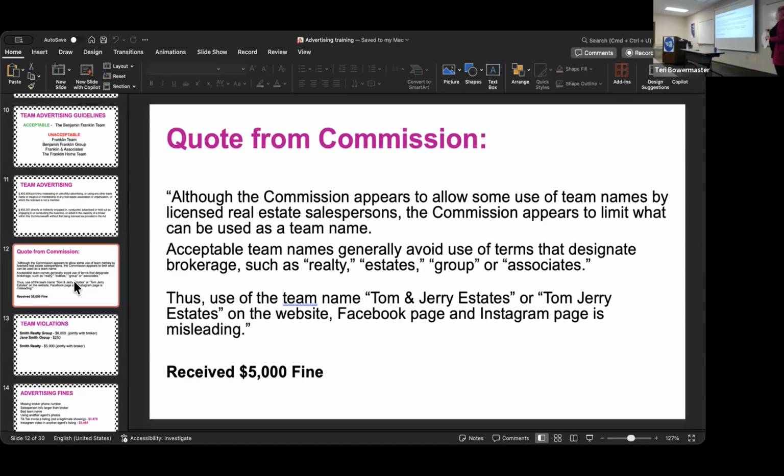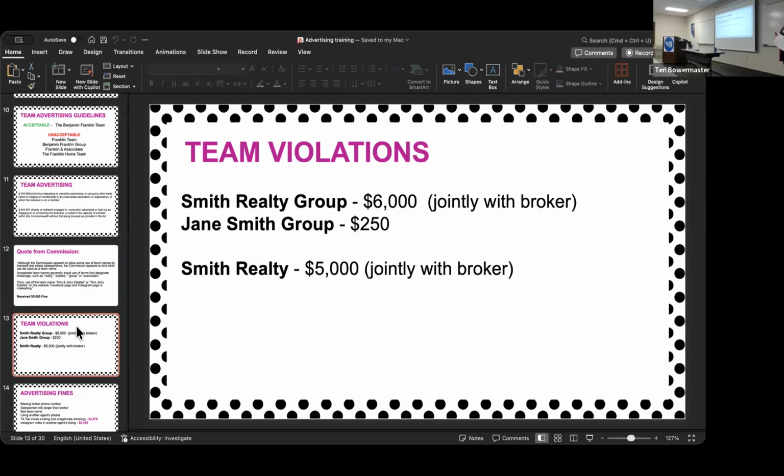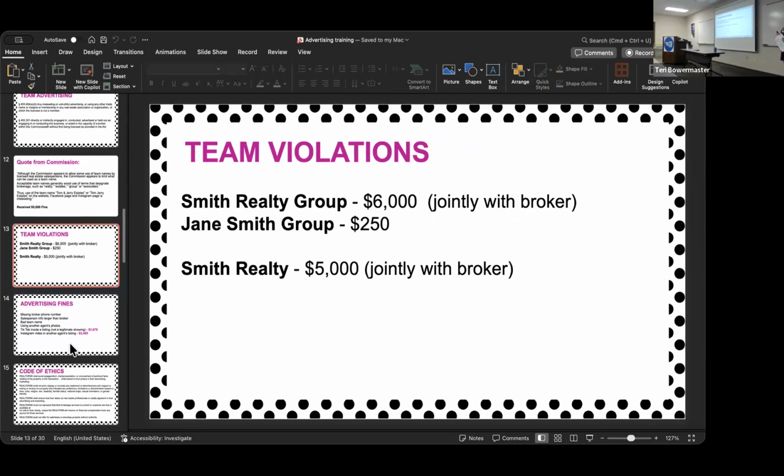So, like I said, now the term group, so we saw one that was Smith Realty Group, they got a $6,000 fine that was levied jointly with the broker. Okay, so these are usually joint with broker for supervision issues. Jane Smith Group was $250. They just didn't like group, but it was still first name, last name, so they were kind of okay with that. They just didn't like the word group. Smith Realty, $5,000 jointly with broker.